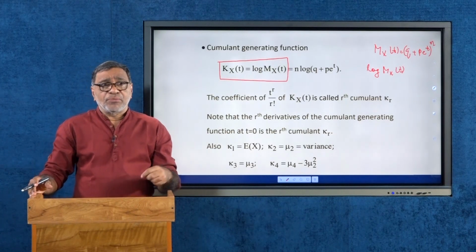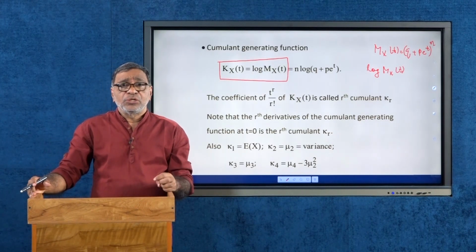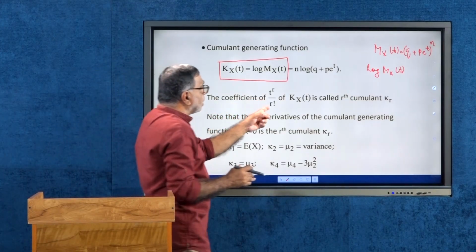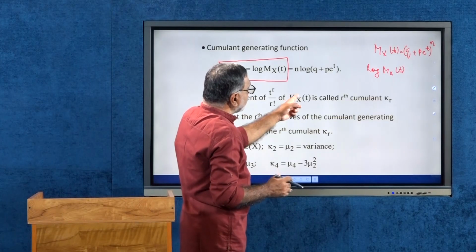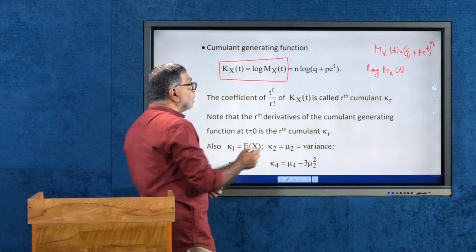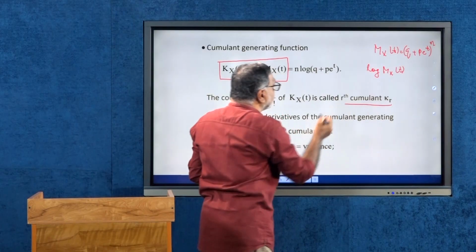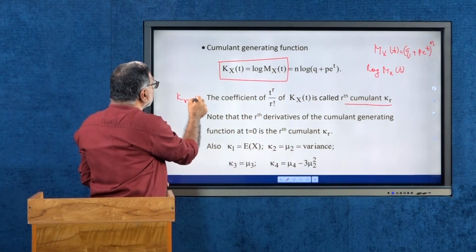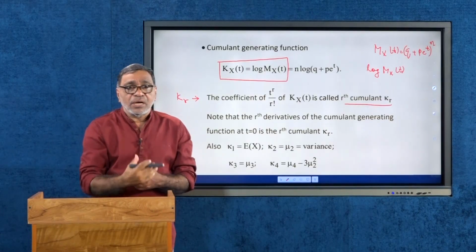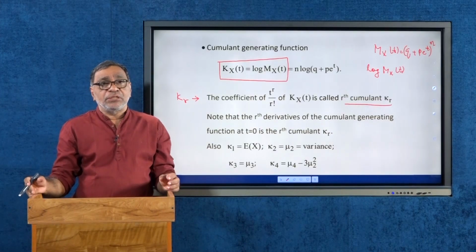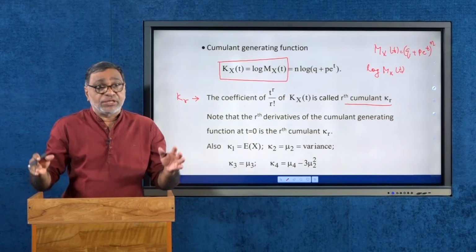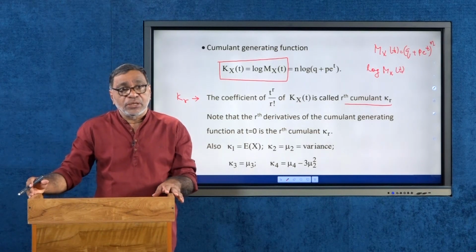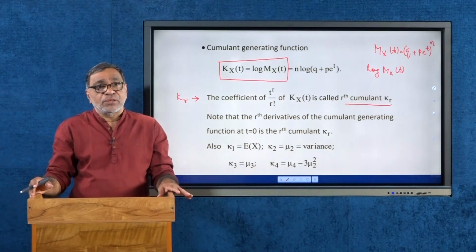As in the case of the moment generative function, here also you can find the cumulants either by finding the coefficient of t power r divided by r factorial in the expansion of the moment generative function, that is our rth cumulant, and that is denoted by kappa r. So, kappa r, our rth cumulant, is obtained by expanding the moment generative function as a power series of t, if it is possible, and finding the coefficient of t power r divided by r factorial. Those are the values of the cumulants.